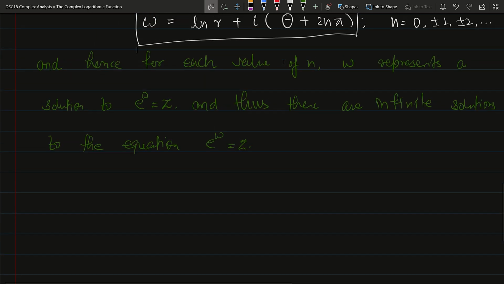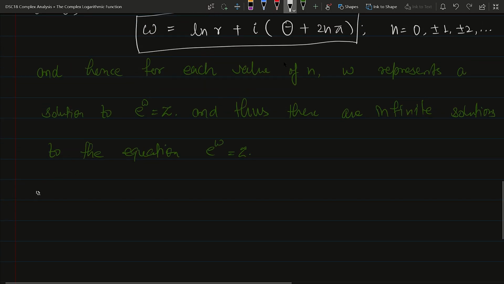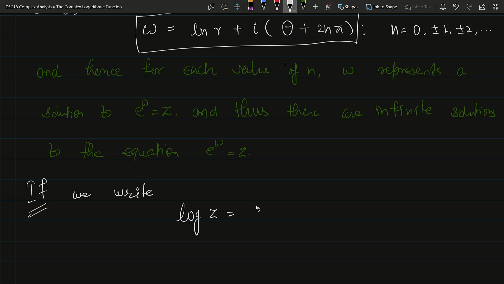So now from this particular equation, suppose now if we write, okay, please pay attention to this word, if. Okay, so if, this word is very important, if we write that log z is equal to ln r plus iota uppercase theta plus 2n pi, where this n is equal to 0, plus minus 1, plus minus 2, we are supposing, we are not defining, we are supposing this.